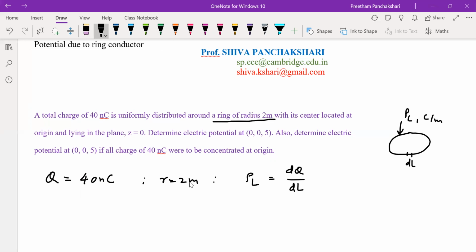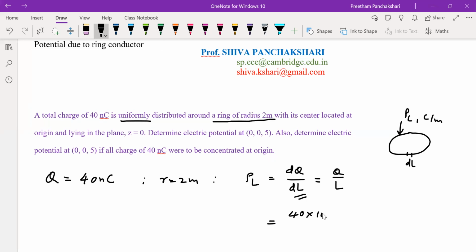But here the total charge is given and the charge is uniformly distributed. That means the charge density is constant. It is the same everywhere on the ring. So we can divide the total charge by the total length of the ring to obtain the line charge density. If the charge was not distributed uniformly, we would have gone for the differential condition. But for uniform charge, you can take total charge by total length to obtain the line charge density.